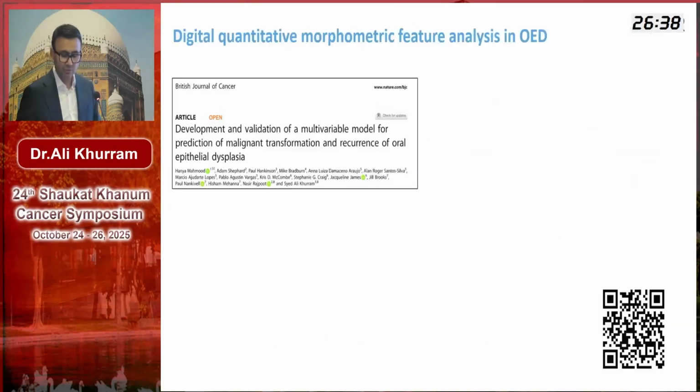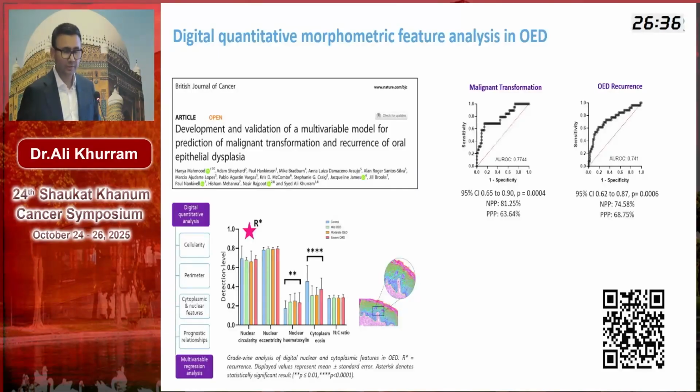The next thing we did was look at quantifying some of those features that we see in dysplasia. So we looked at things like nuclear circularity, eccentricity, which means how central the nucleus is, how much hematoxylin is present in a nucleus, and also the nuclear to cytoplasmic ratio. Using those, we developed these multivariable models. And it looked like the circularity of the nucleus was significantly correlated with the recurrence of a dysplastic lesion.